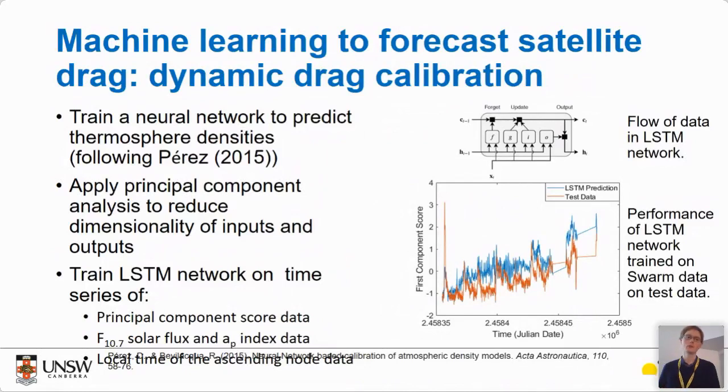I first apply principal component analysis to reduce the dimensionality of inputs and outputs and train a long short-term memory network on time series of the principal component scores, solar flux and geomagnetic indices, as well as the local time of the ascending node, which sort of defines the changes in the orbit.